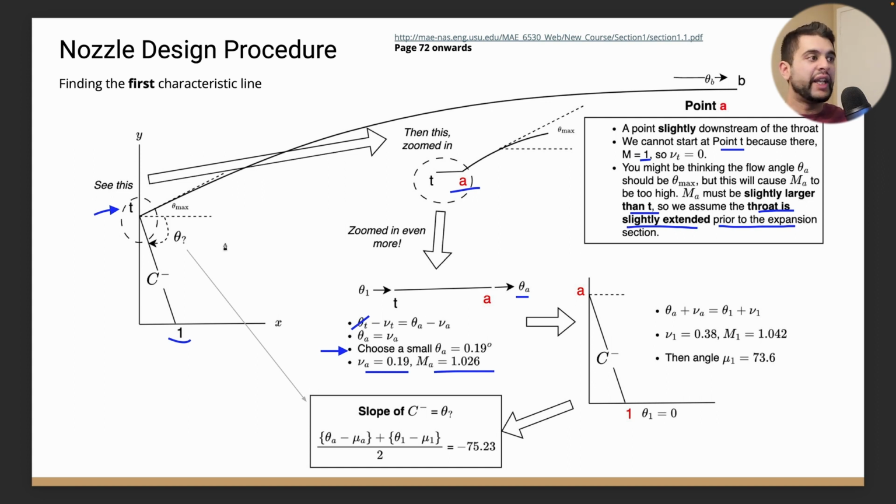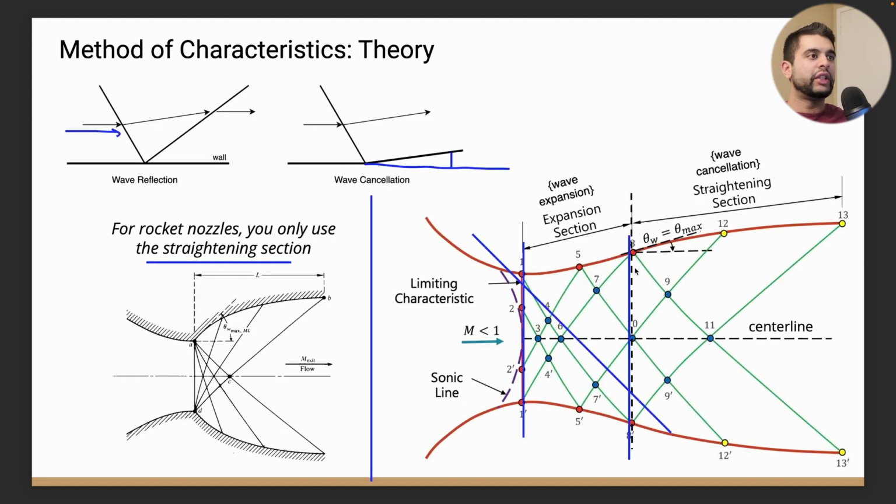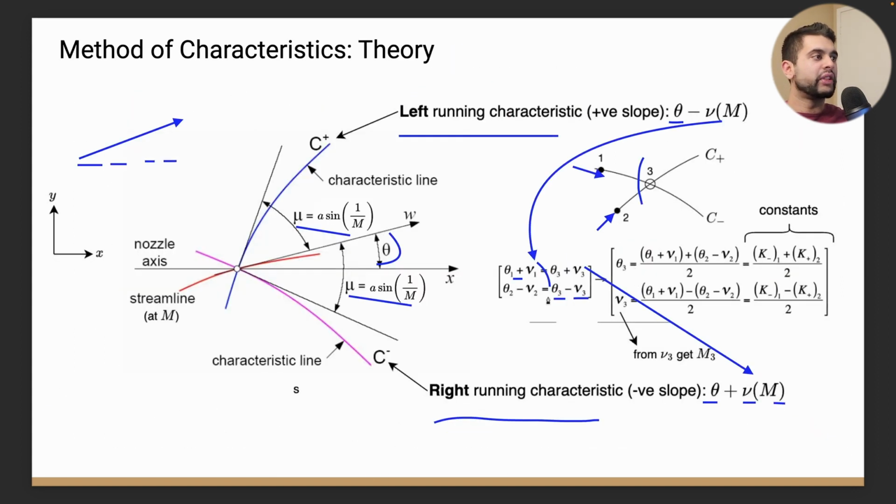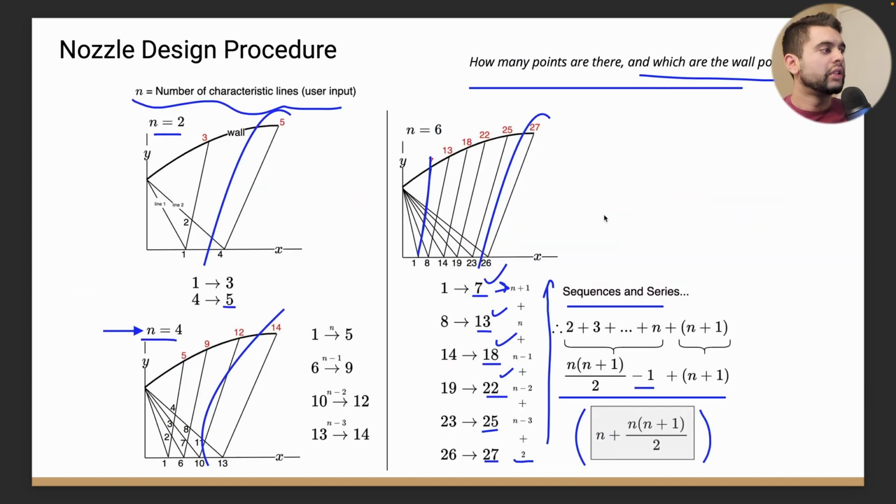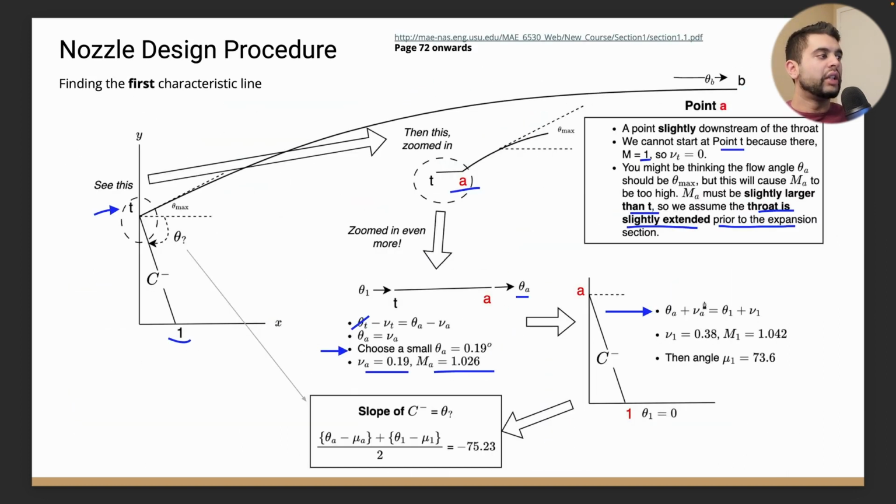And then from point A, we can start off getting point 1. Theta A plus nu A is theta 1 plus nu 1, because we have a downward sloping line here. And again, I'll remind you one more time, it comes from this expression. You get nu 1 and then you go from there.